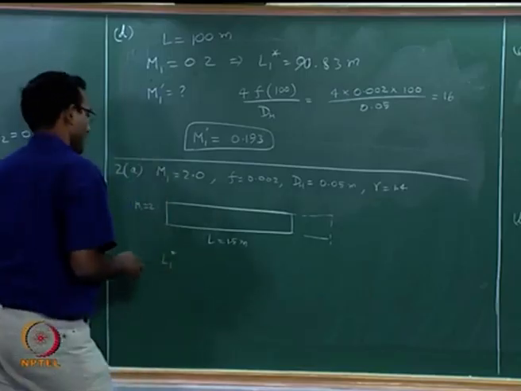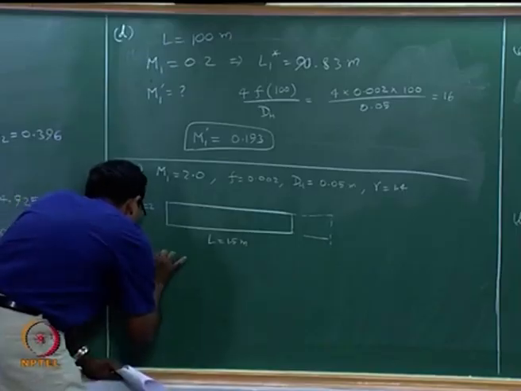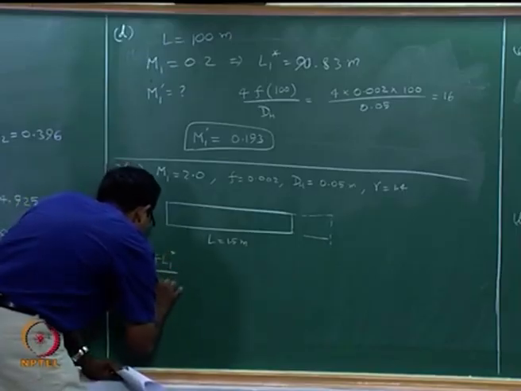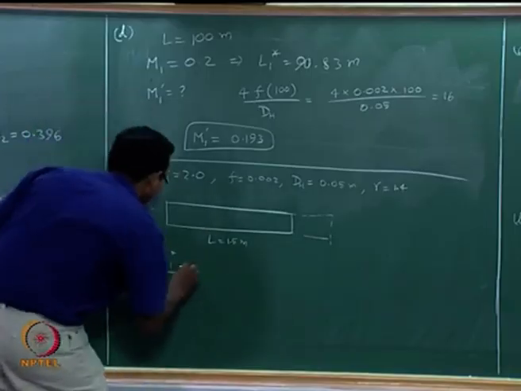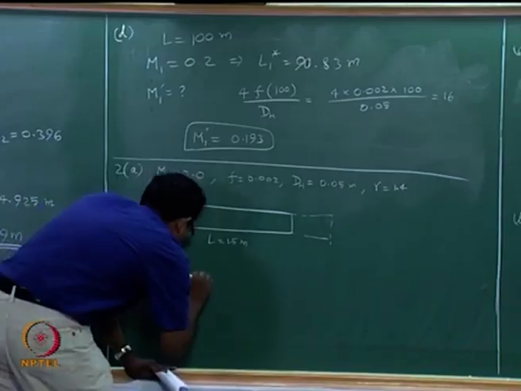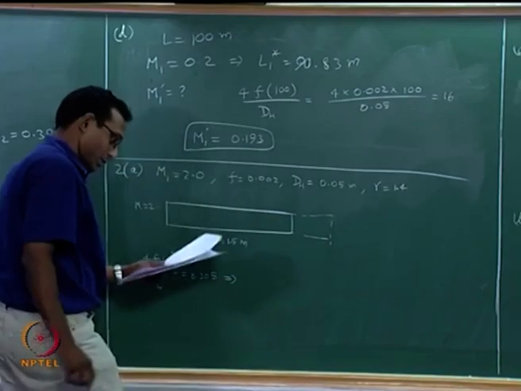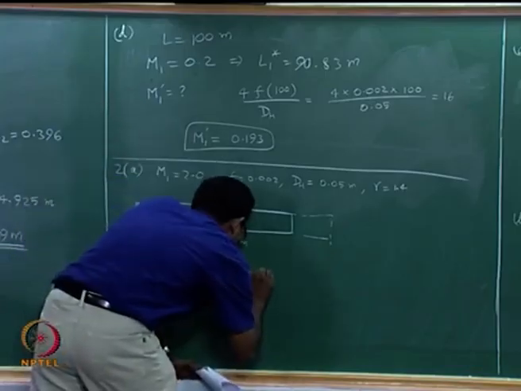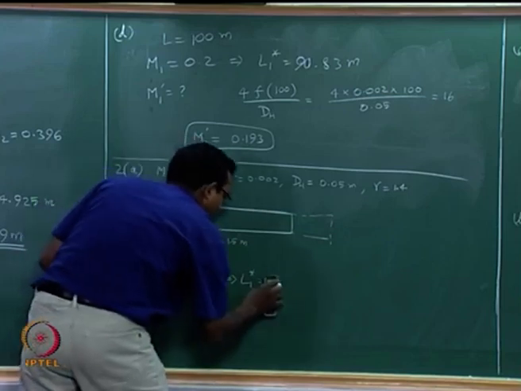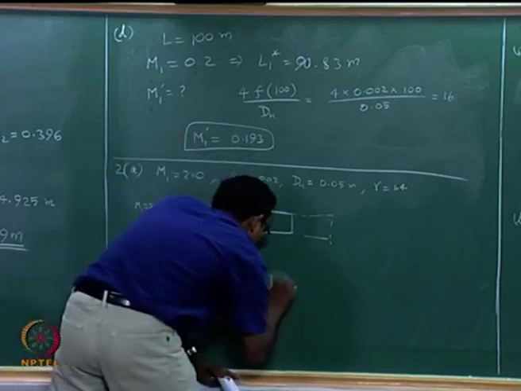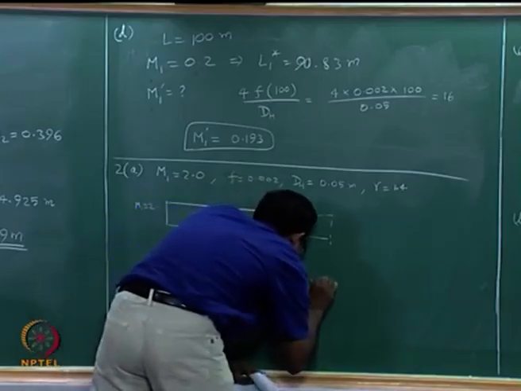Okay. If I find 4f L1 star by Dh for this Mach number, for gamma equal to 1.4, I am going to get a number 0.305, which is going to give me L1 star as 1.906 meters.